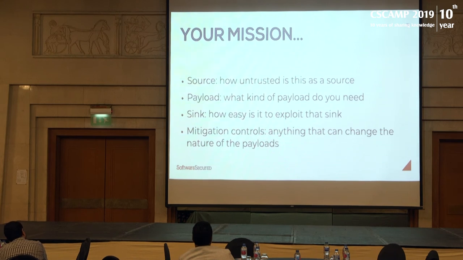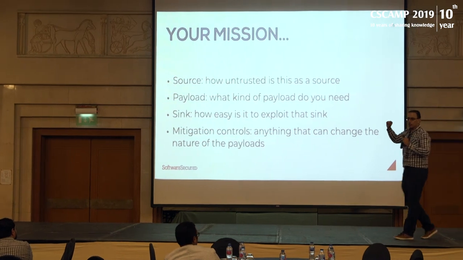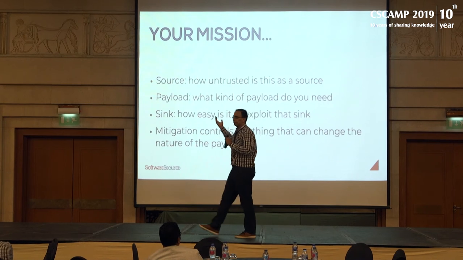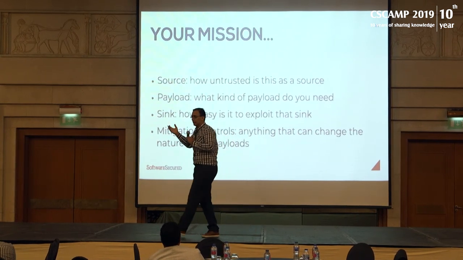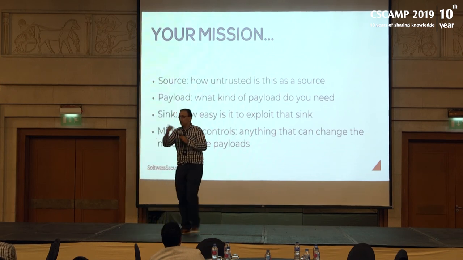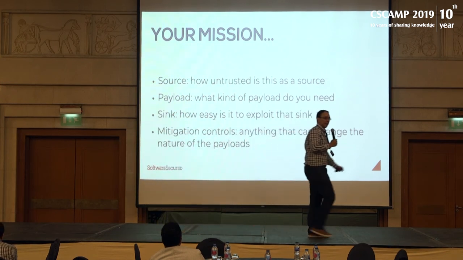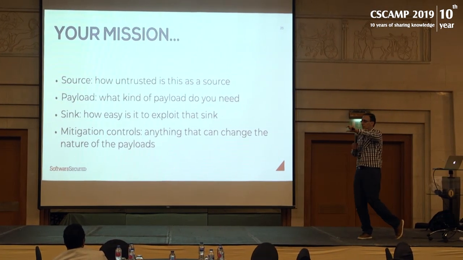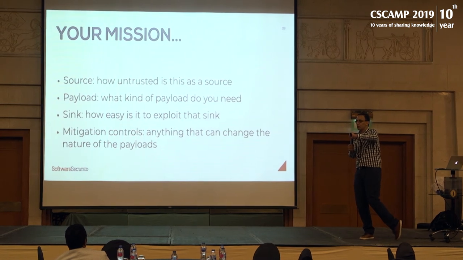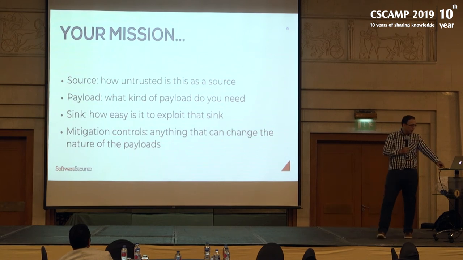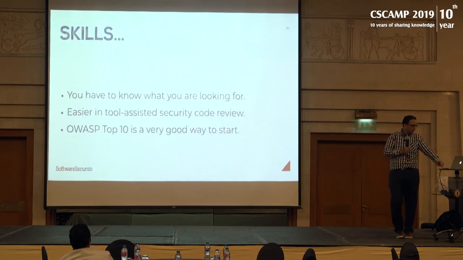A mitigating control is anything that can change the nature of the payload. For example, a sanitization control, or casting, for example from a string to an int, or from an int to a string. All of that could be a mitigating control. Your job is to take that payload from the source to the sink and make sure that nothing can happen to it that will change the nature of the payload. So let me give you an example quickly.